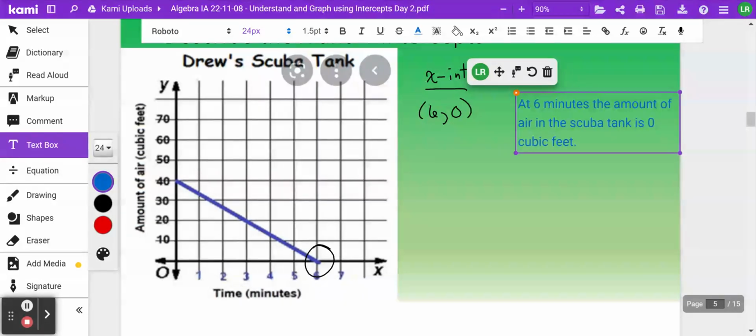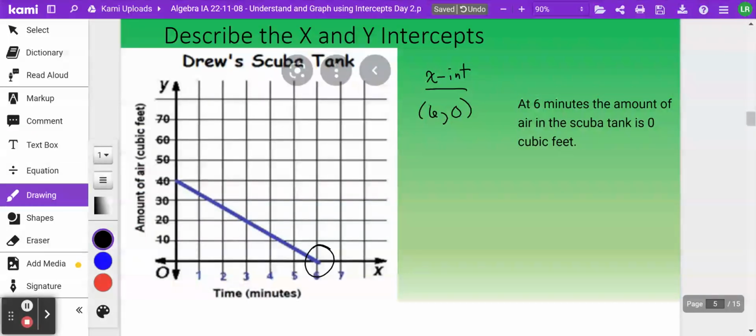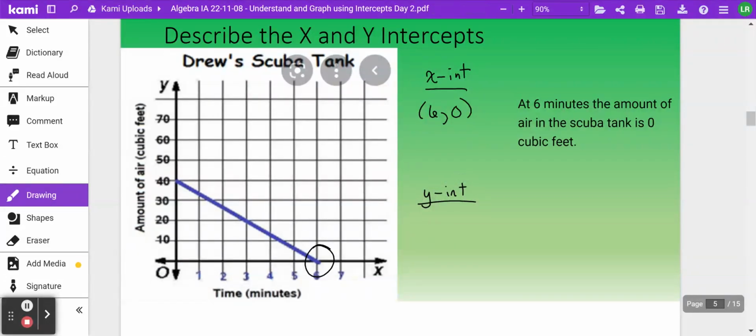Okay, so think about this for a second. If there's 0 cubic feet of air in that tank, the tank is empty. So there will be people who will correctly write that at 6 minutes, the tank is empty. Okay, and that is a true statement. Our y-intercept is right here. That'd be (0, 40).